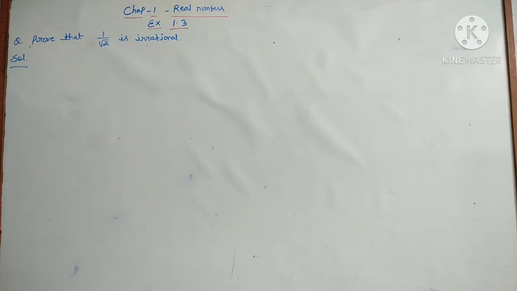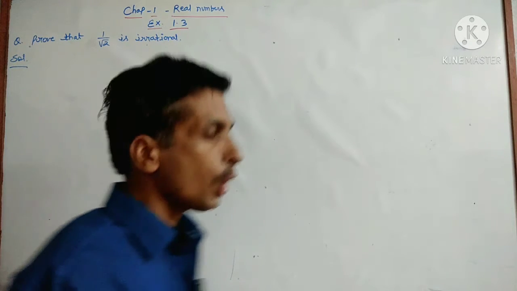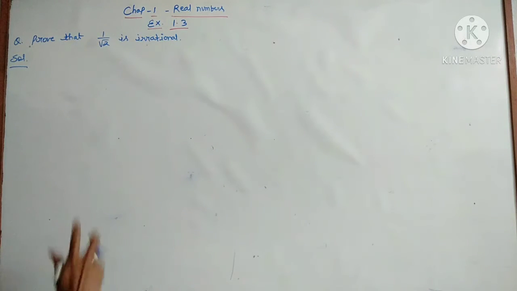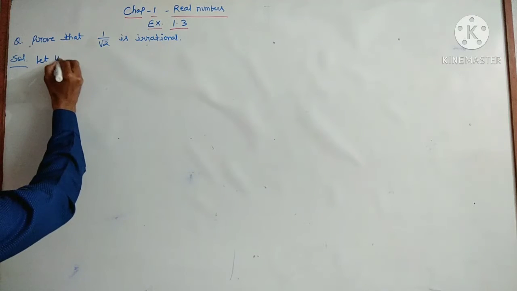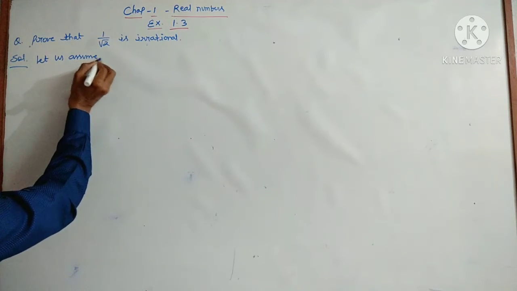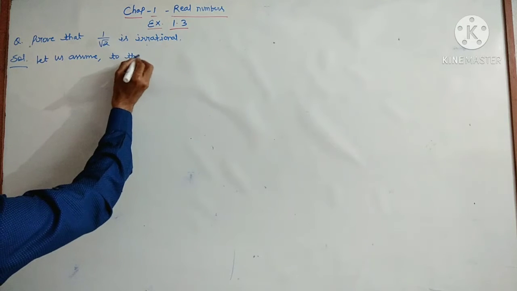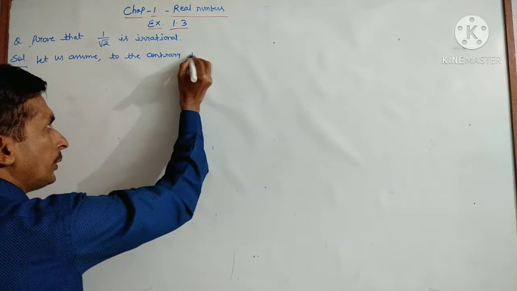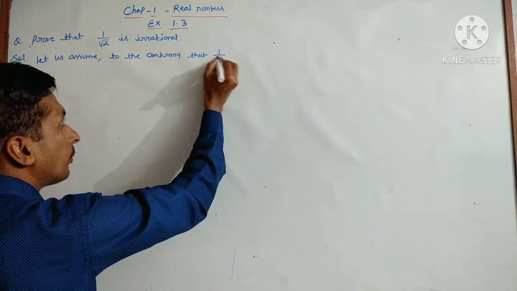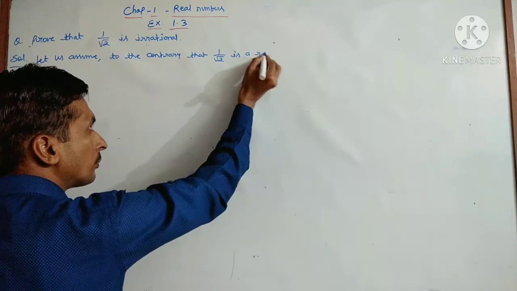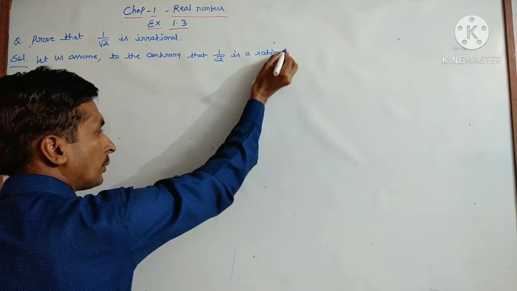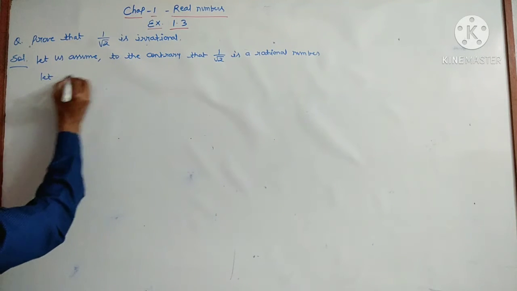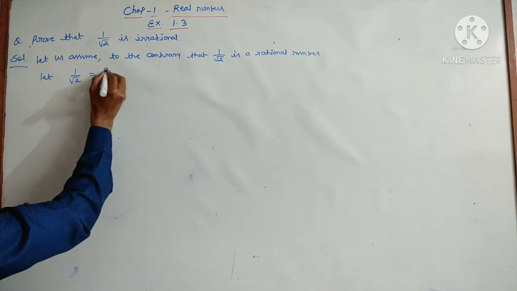Prove that 1 upon root 2 is an irrational number. In this question also we have to prove an irrational number. So let us assume 1 upon root 2 is a rational number. So we can write, let us assume to the contrary that 1 upon root 2 is a rational number. Okay, so let 1 upon root 2 equal to a upon b.